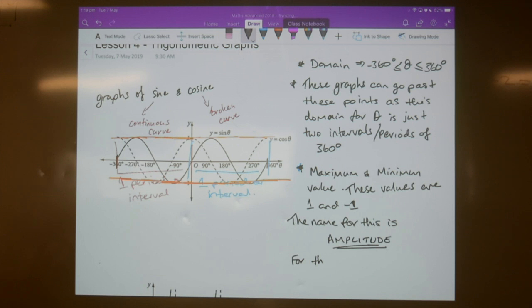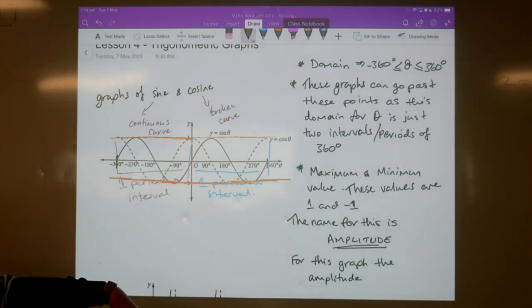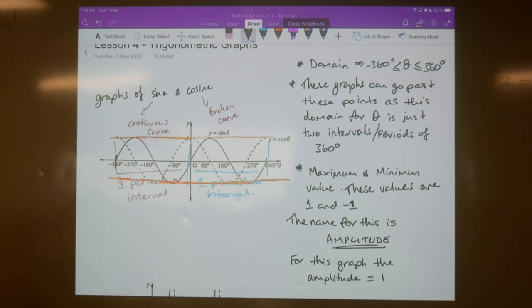For this graph, the amplitude is what? How far up can it go? 1. How far down can it go? Negative 1. It goes 1 unit down, doesn't it? So what's its amplitude? 1. It can go up 1 or it can go down 1. So the amplitude for this is 1. Everyone copied that one down? So this is unique to sine and cosine. Tangent and cotangent have a unique version of a graph, and sec and cosec have unique versions as well.